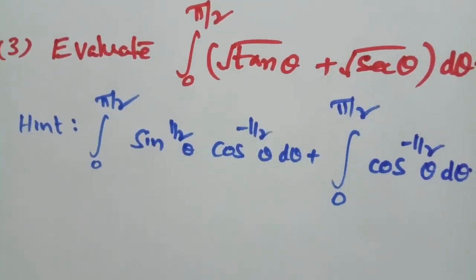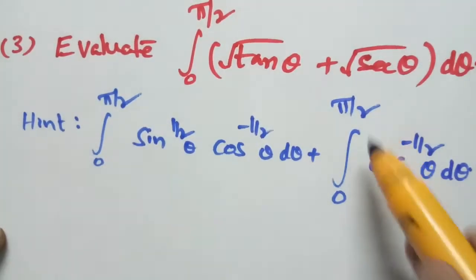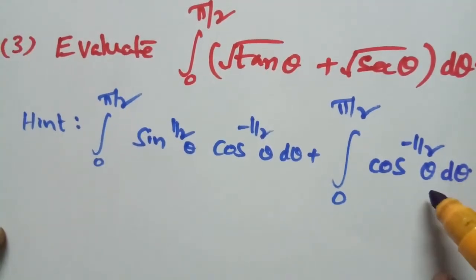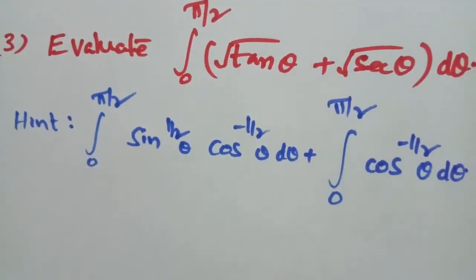Use the above formula, and we are also already given the formula for the integral from 0 to pi by 2 of cos power n theta d theta, that is square root of pi by 2 into gamma of (n plus 1) by 2 by gamma of (n plus 2) by 2.